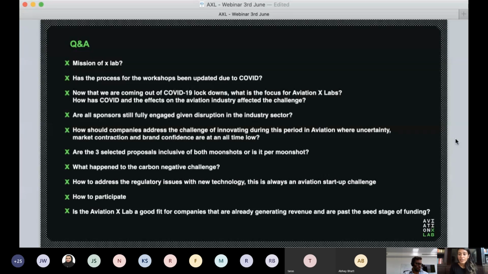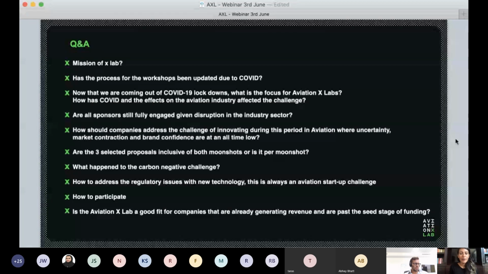All right. Are the 3 selected proposals inclusive of both moonshots? That's a fantastic question. At the very end, which is when the selected companies will be pitching to the board, a total of 3 companies are going to be chosen by the board, either in a time investment or a funding investment. And the 3 are going to be coming from the 2 moonshots. So it can be 3 out of the carbon moonshot or a blend of both, but it's going to be 3 out of the 2 moonshots in total.